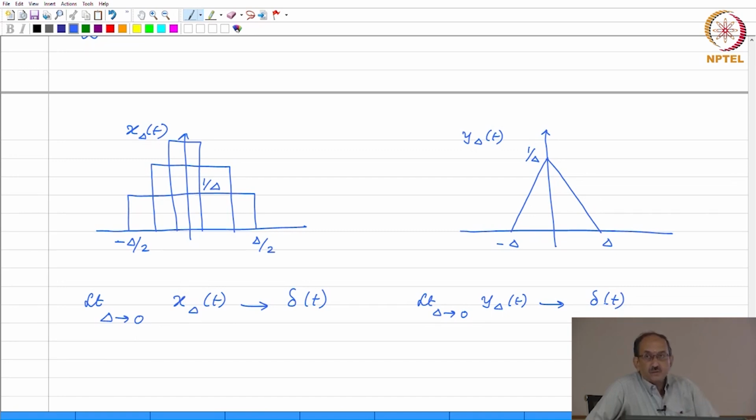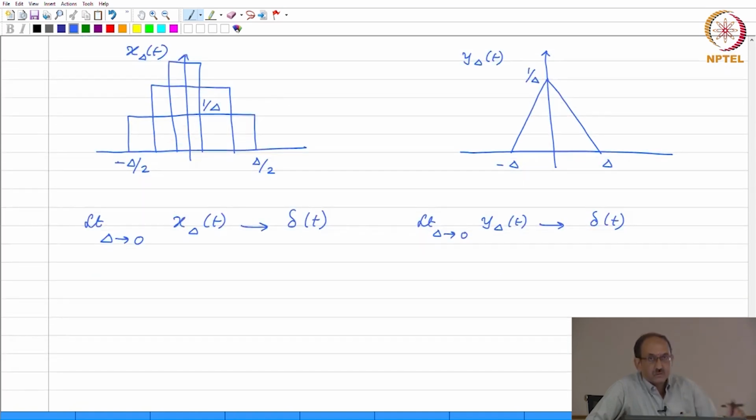Any other function that you can give an example that tends to delta of t along the lines that we have just now looked at? Gaussian, yes, Gaussian is very good. So, as the variance of the Gaussian PDF becomes smaller and smaller, the height becomes larger and larger at the origin, area is always 1, therefore, that is also a perfectly valid sequence.